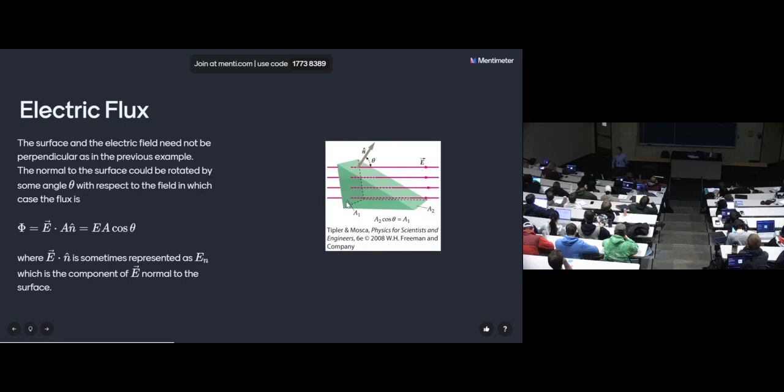Normal always means perpendicular. I guess abnormal would be parallel, but no, just kidding.